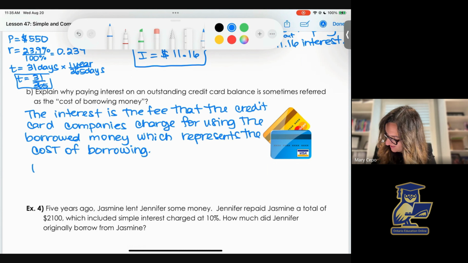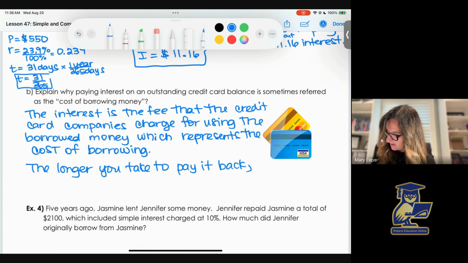Keep in mind, the longer you borrow the money, that means you're not paying it back in time. The longer you take to pay it back, the more it's going to cost.